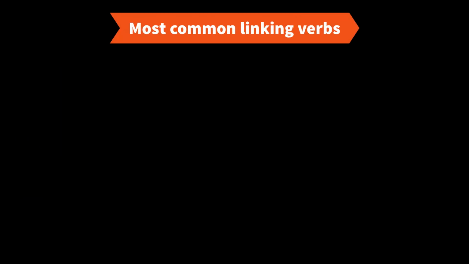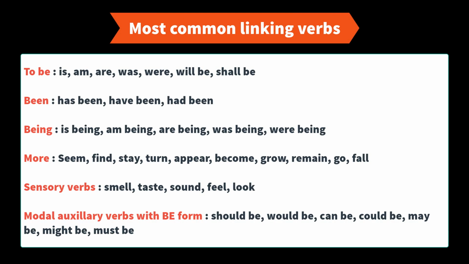Now let's look at the most common linking verbs in English. These include to be forms: is, am, are, was, were, be, been, being, is being, am being, are being, was being, were being, and all the verbs that you see on your screen, right? And verbs of senses: smell, taste, sound, feel, look, and some other verbs, right? So all the verbs that you see on your screen are the most common linking verbs in English.